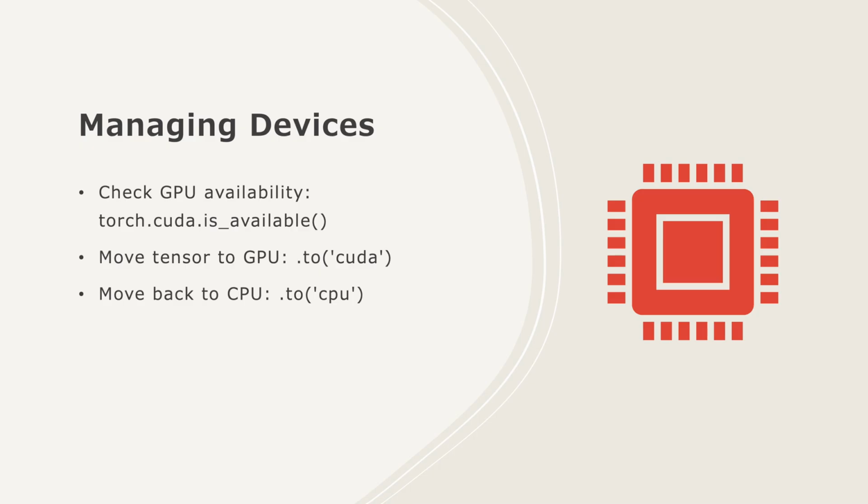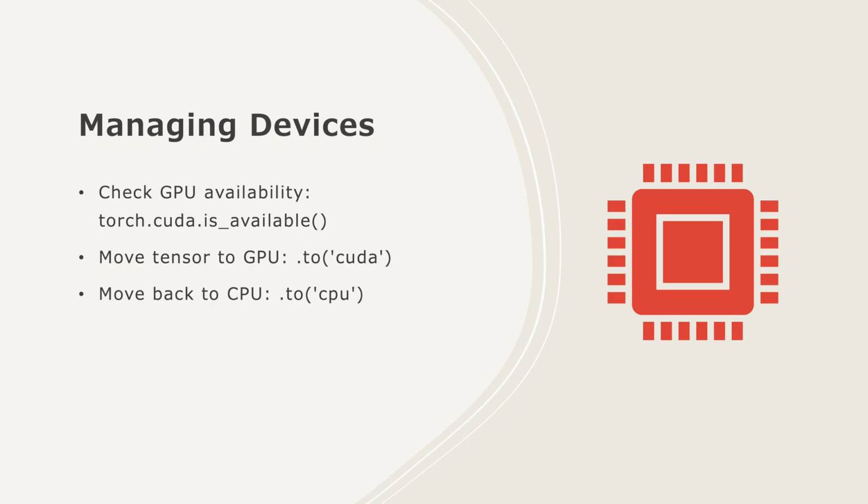In PyTorch, every tensor lives on a device, either the CPU or the GPU. Understanding how to manage these devices is essential for running your code efficiently. You can first check whether your system supports GPU acceleration by using torch.cuda.is_available(). If this command returns true, it means that PyTorch has detected a compatible graphics processor. If it returns false, computations will run on the CPU instead, which is perfectly fine for learning and small projects.